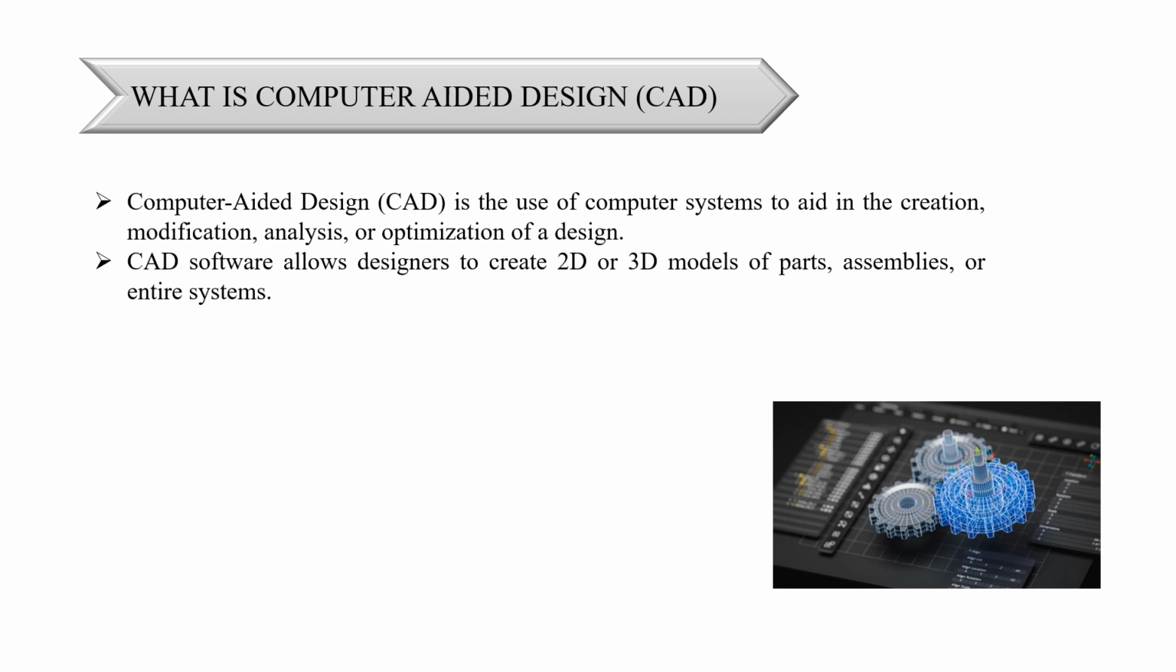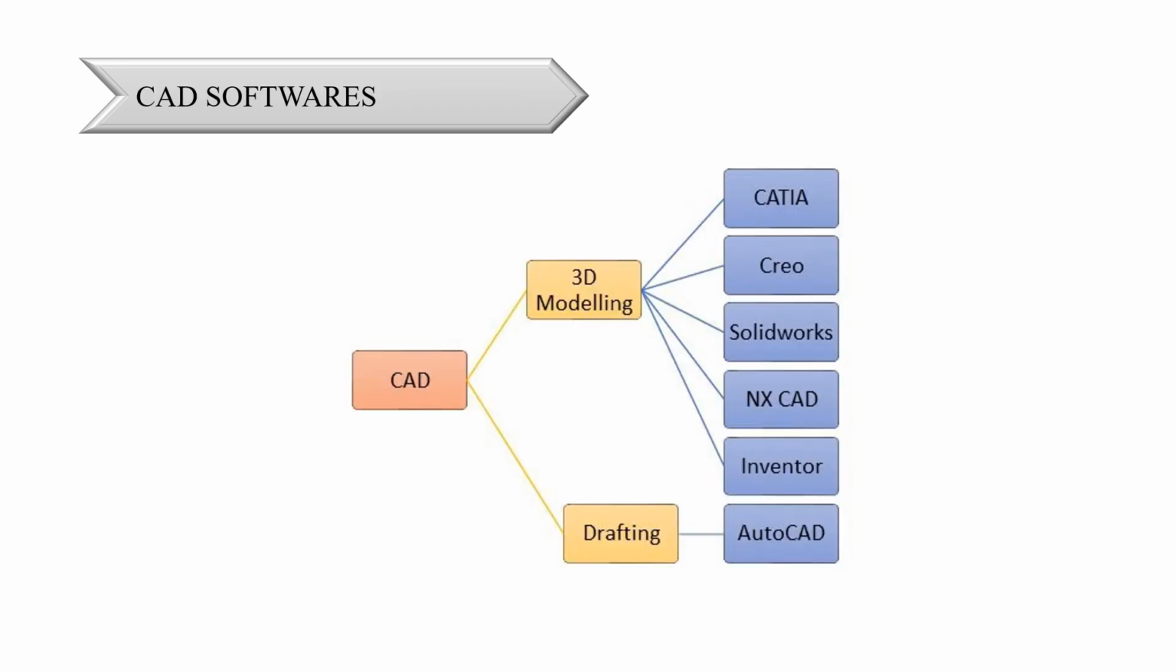CAD software allows designers to create 2D or 3D models of part and its assemblies or entire system. In simple words, CAD softwares are used to create a design before the actual fabrication, and this helps to understand the construction of design. So CAD softwares are mostly used for 3D modeling and drafting.